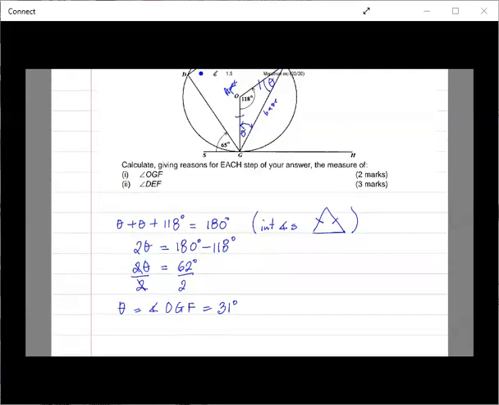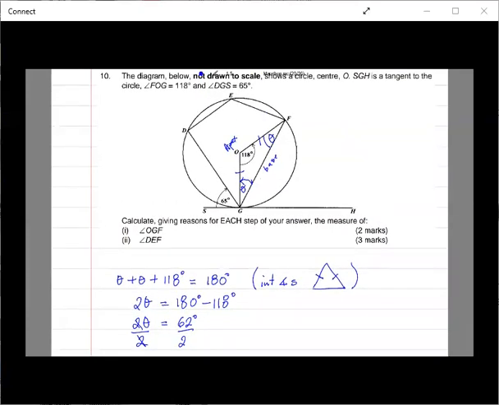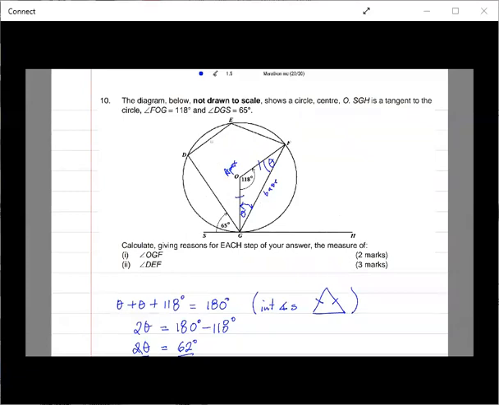The next angle we're asked to find is angle DEF. Angle DEF, that's this angle here. Now, as it is now, there's no circle theorem that's going to allow you to find that answer directly. You're going to have to find something else before you can find it. But here's what I know. I know that DEFG is a cyclic quadrilateral, and that opposite angles of a cyclic quadrilateral are supplementary.